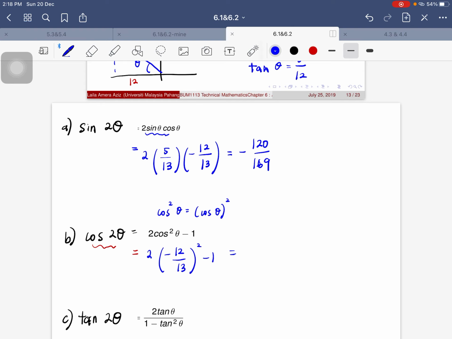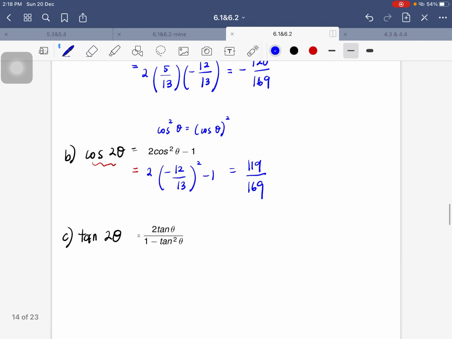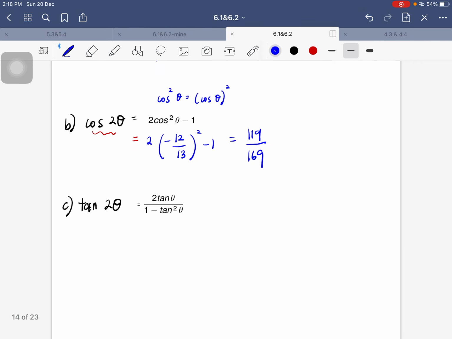When I use my calculator, I enter 2 multiplied by negative 12 over 13 raised to the power of 2, minus 1. That is going to give me a value of 119 over 169. So that is going to be cos of 2 theta. And then I'm going to proceed to tangent 2 theta.